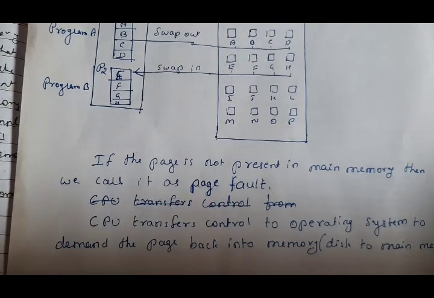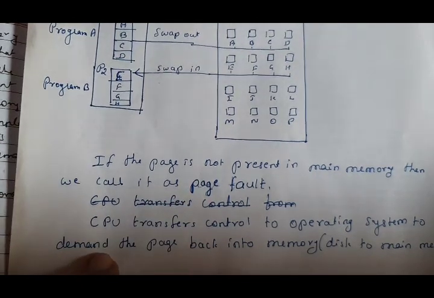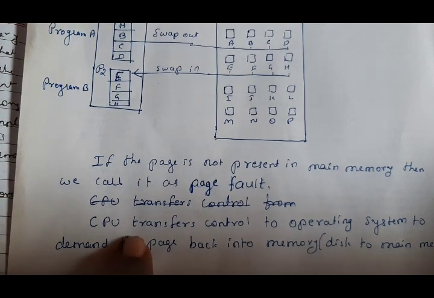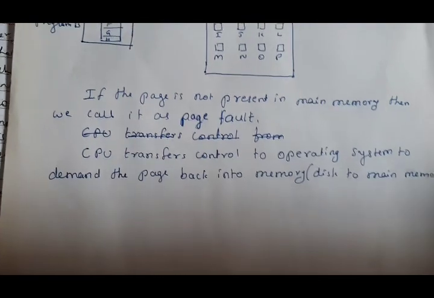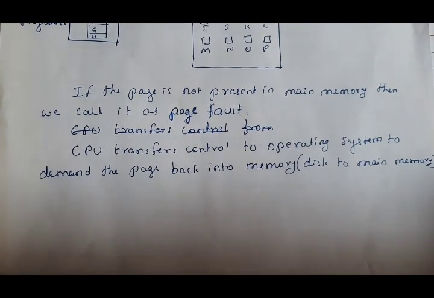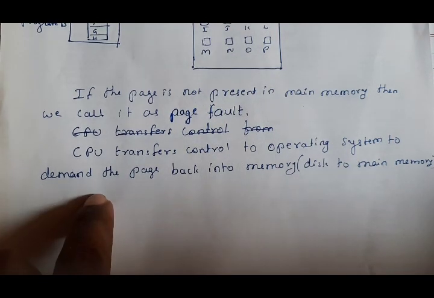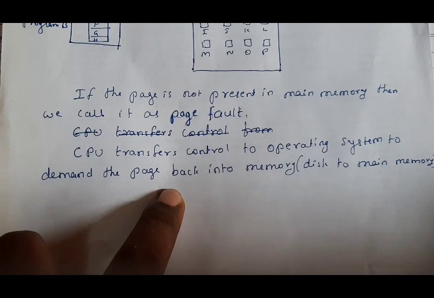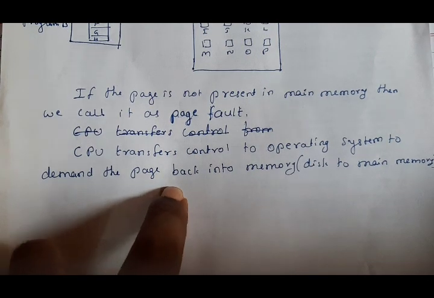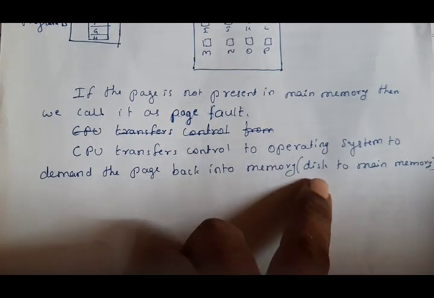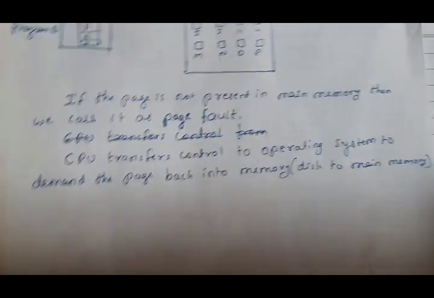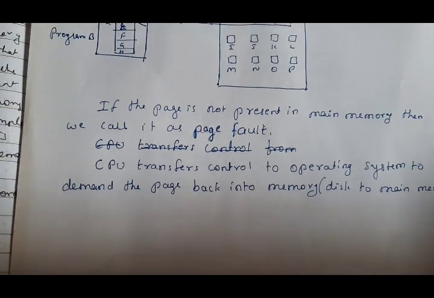Definition of page fault: if the CPU wants a page that is not in memory, the CPU transfers control to the operating system to demand the page back into memory. It demands the page from disk into main memory. The page in disk, it demands into main memory. So this is the basic concept.